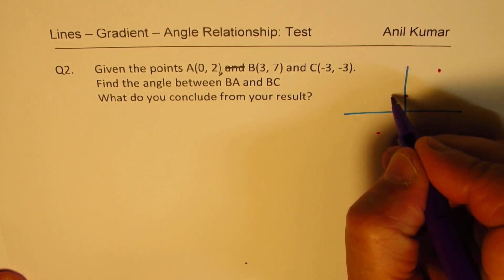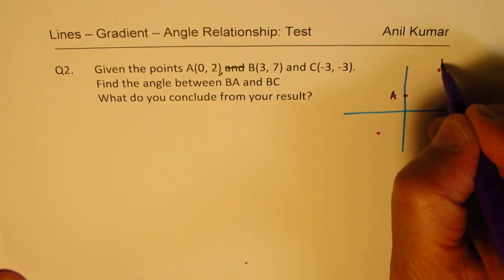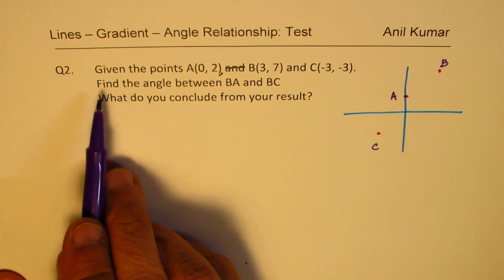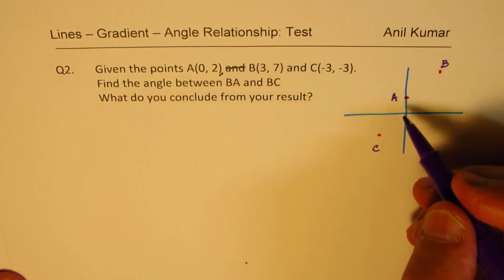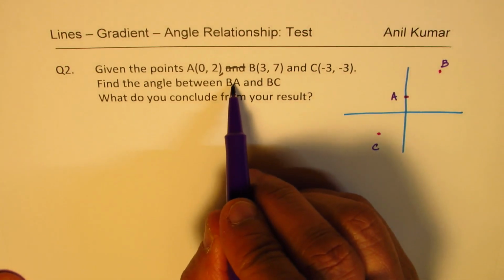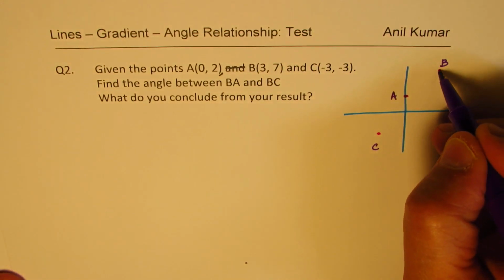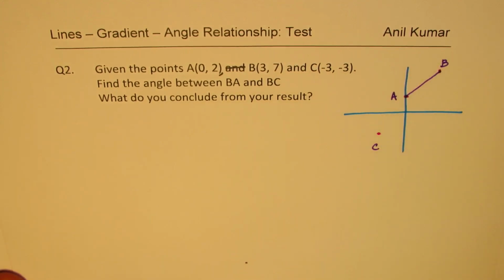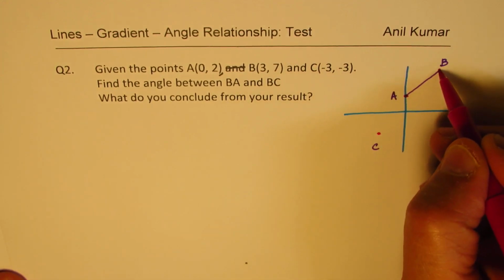We'll call these points A, B, and C. So these are the points. We need to find the angle between BA and BC. So we have to find the angle between BA and BC. So let me join BC also.